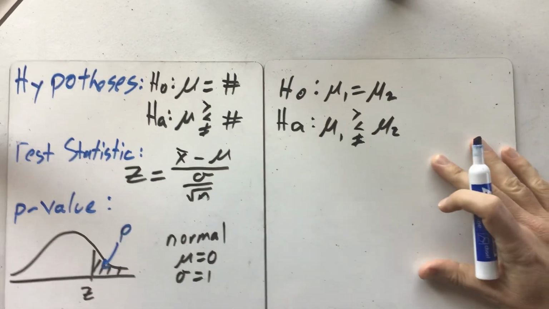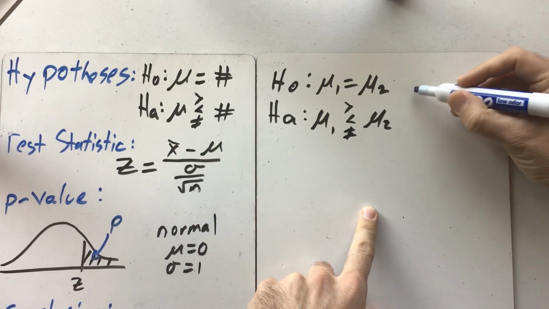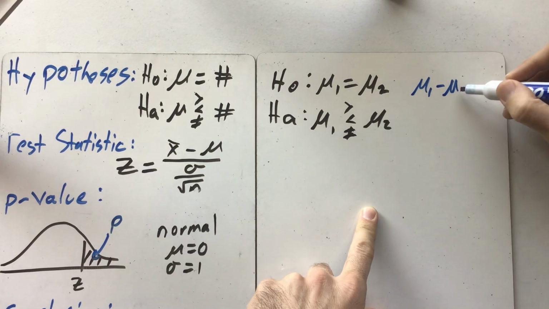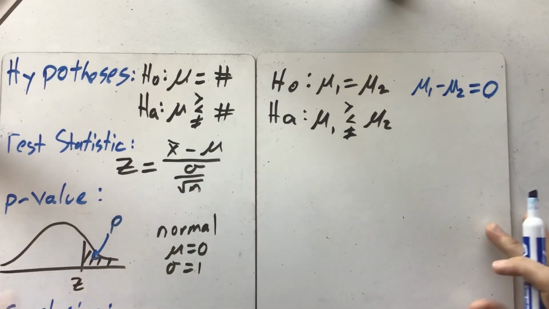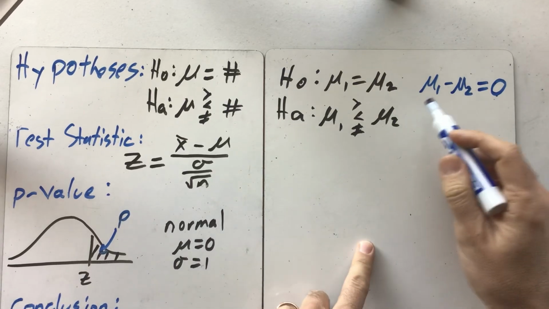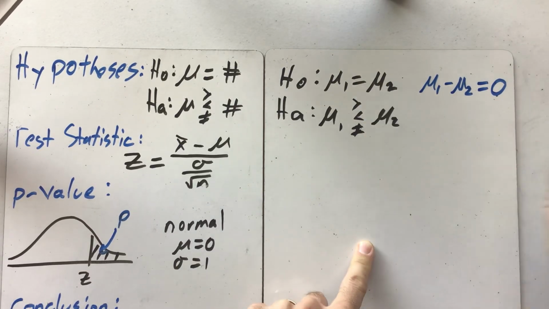Just as a note, sometimes we write these a little bit differently. Sometimes we write this as mu1 minus mu2 is equal to 0, and that makes a little bit of sense when you think about it, because if you just subtract mu2 over here, you get it equal to 0.